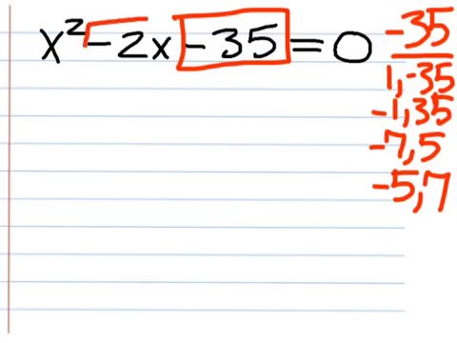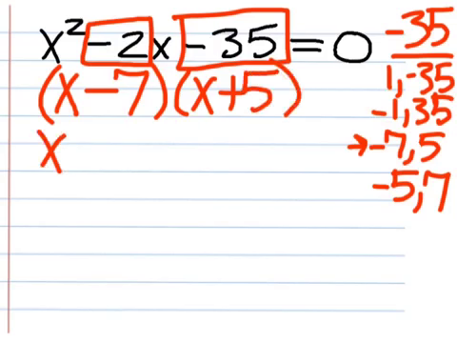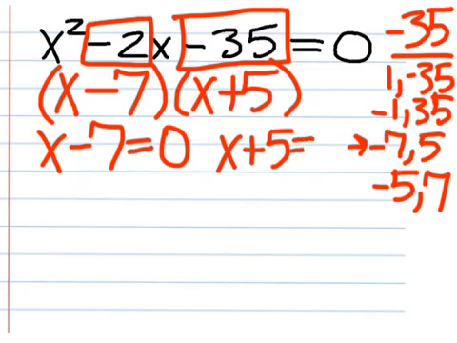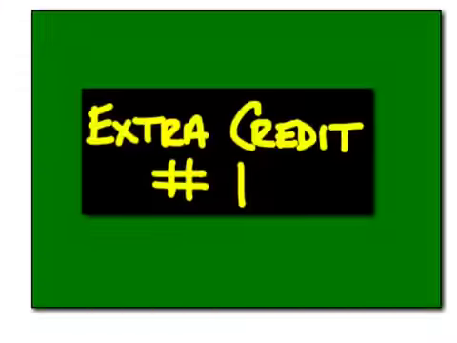Okay, we want to look at the coefficient in front of our x. It's a negative 2. What two factors of negative 35 will add up to give us negative 2? Negative 7 and 5. So those are what we're going to use. x minus 7 and x plus 5. We need to set these equal to 0. When we do that, our final answer should be x equals 7 and x equals negative 5.